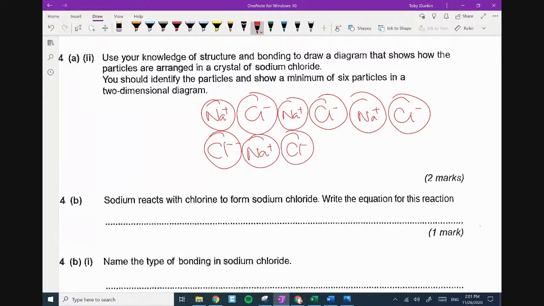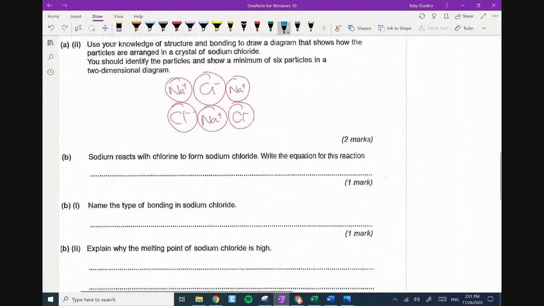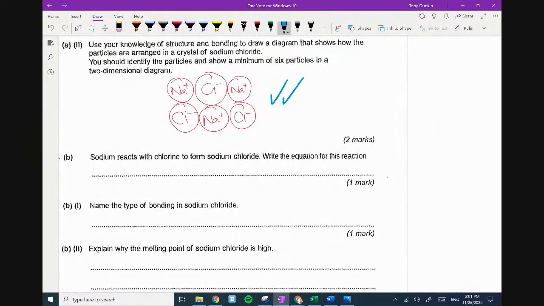There we go. First mark for it being positive, negative, or however it is. It doesn't matter which way you started, but the charges, and the other one is the symbols. So 2 marks. If you've got all the symbols and they're correct in the correct order, you gain 2 marks. That picture there is worth 2.